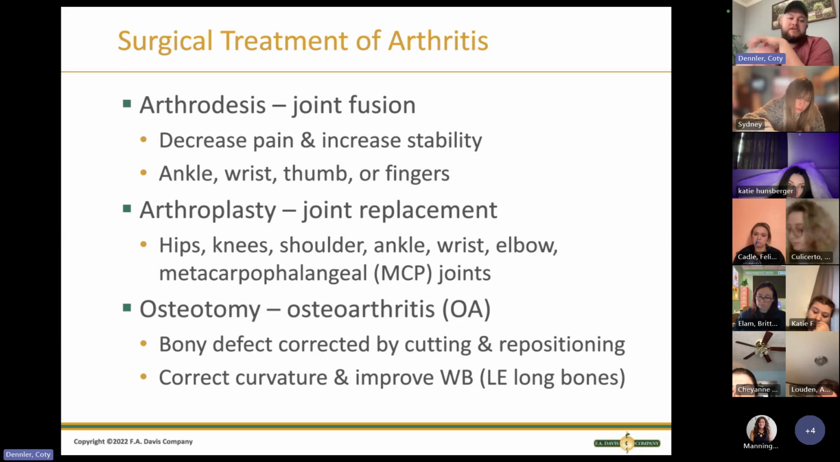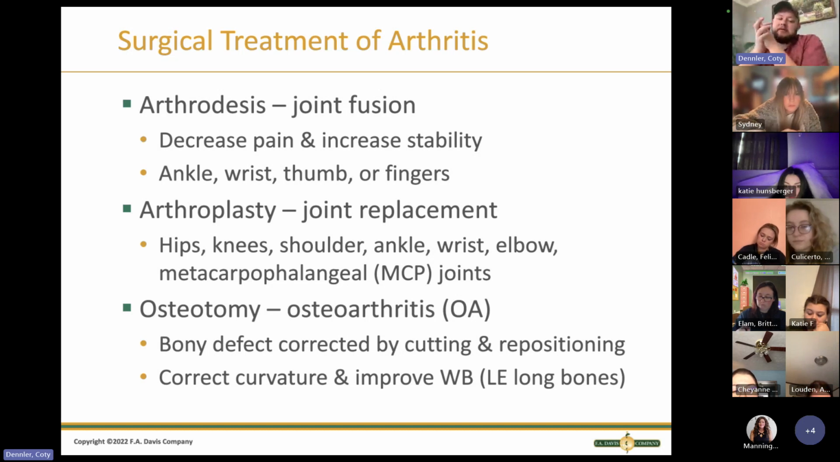So arthrodesis is joint fusion. Arthroplasty is joint replacement. Osteotomy, they use it for osteoarthritis, and this is where they cut away and position bones a little differently to help them flow better.